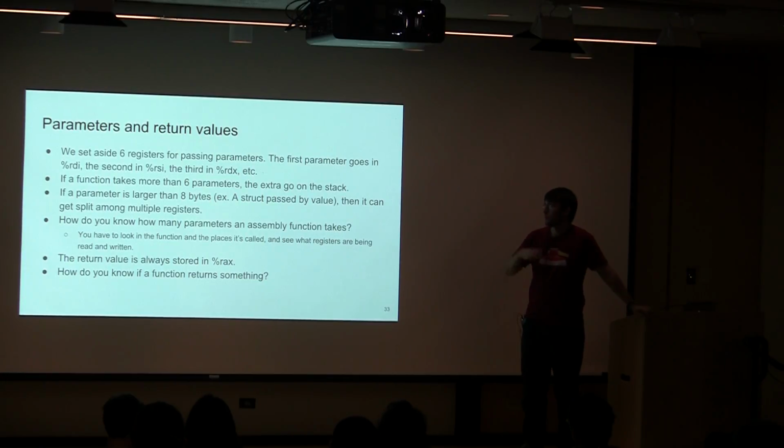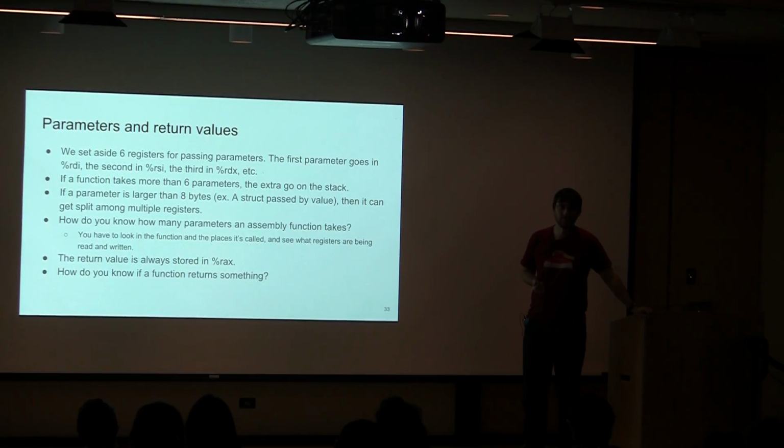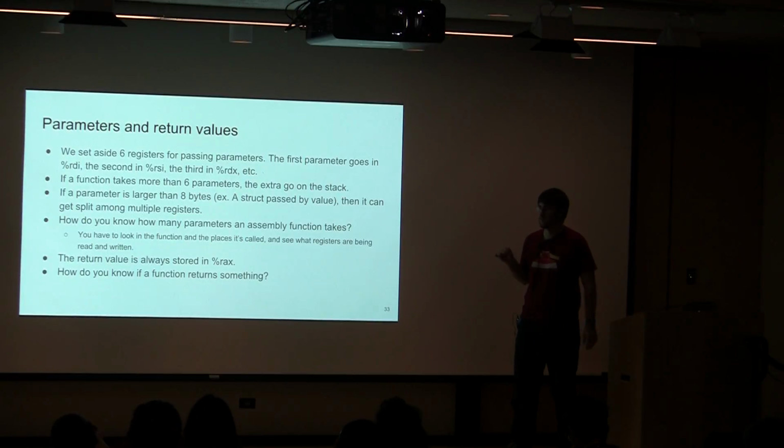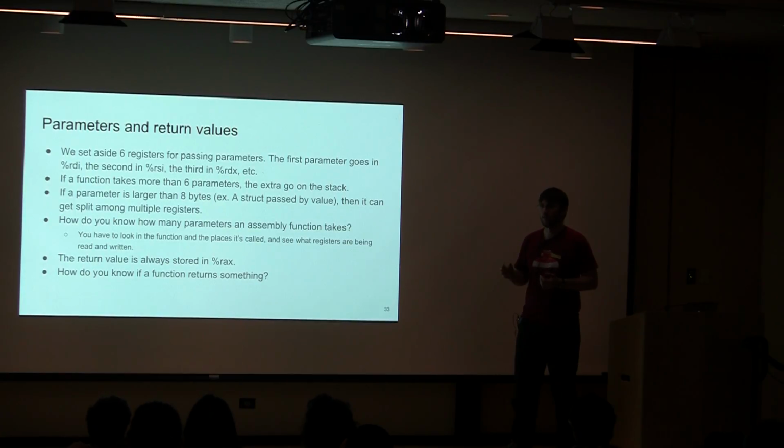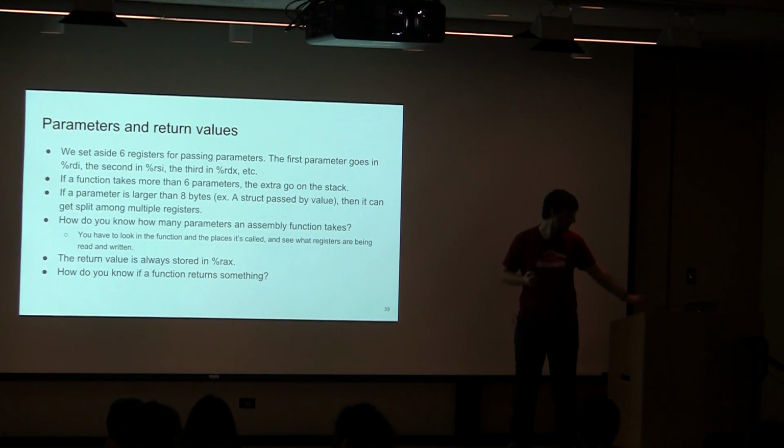And then parameters go in those 6, return values go in RAX. So how would we know if a function returns something? Kind of the same thing, right? We can look at the function itself to see if it puts anything in RAX. But it's also possible that it's just using RAX as a general purpose register. So you should also look at where the function is returning to see if RAX gets used right after.